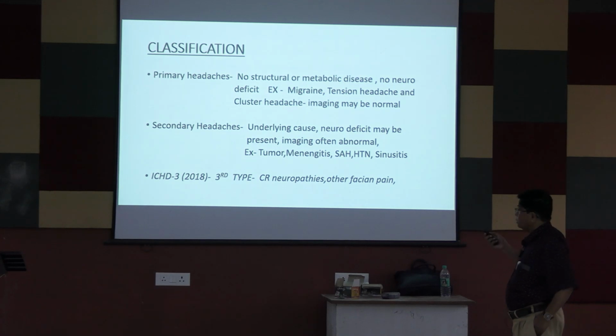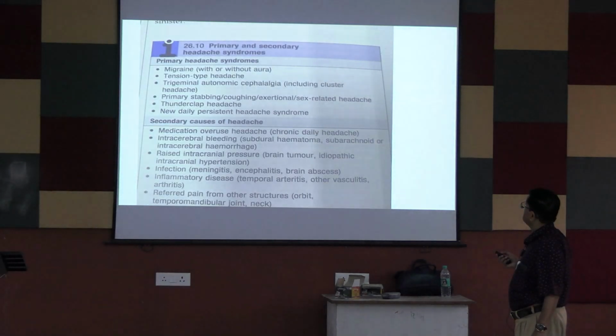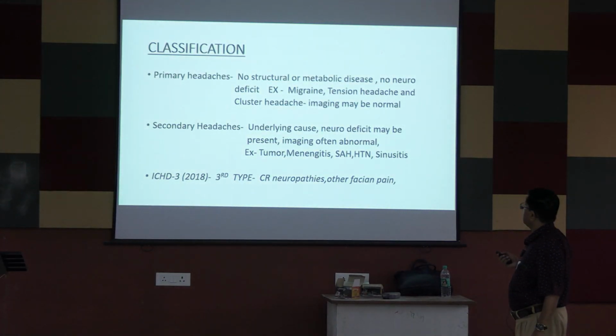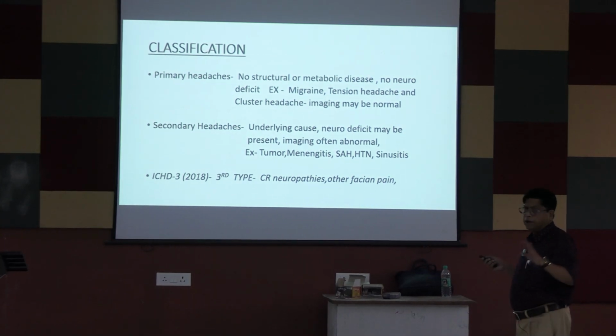So, secondary headaches have an underlying cause. Very important to remember in secondary headaches, because there is an underlying cause, neurodeficit may be present. Imaging is usually abnormal. Examples are tumor, meningitis, subarachnoid hemorrhage, hypertension, sinusitis. In ICHD3, there is a third type, cranial nerve neuropathies or other pains. Secondary headaches I will discuss a little later on because they need further elaboration.